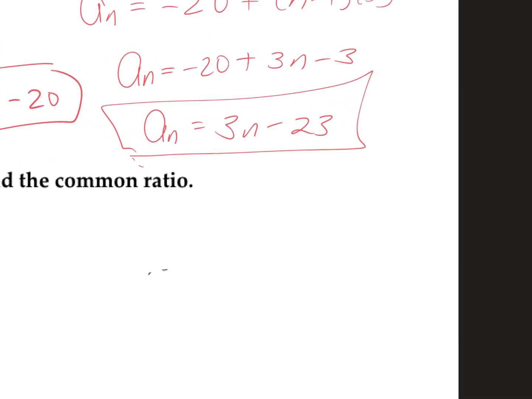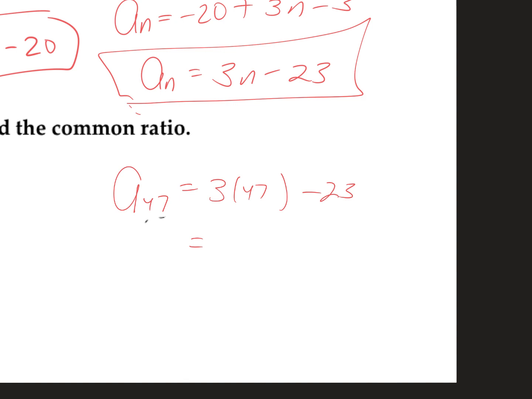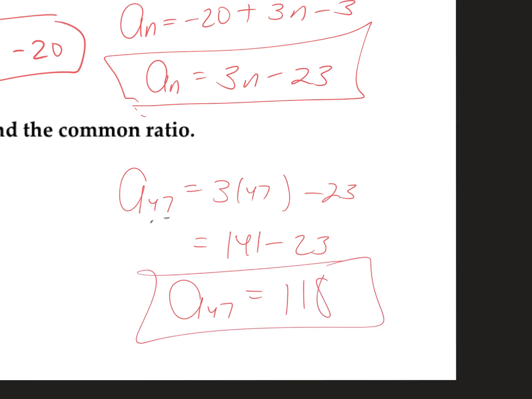So now if you're going to find the 47th term, you just plug in 47. So what do you get? What's 3 times 47? 141. 141 minus 23. What's the 47th term? 118? All right, there you go.